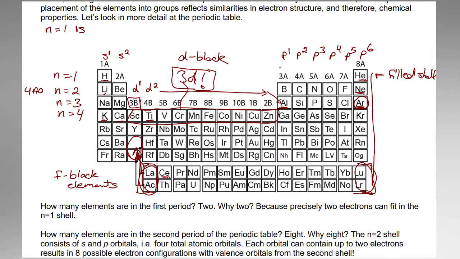You don't find them coming up in the types of engineering applications that we're going to be considering. F block elements are often involved in nuclear chemistry, and that's a relatively specialized area that most of you are not going to work in. So we're not really going to be working with these F block elements.